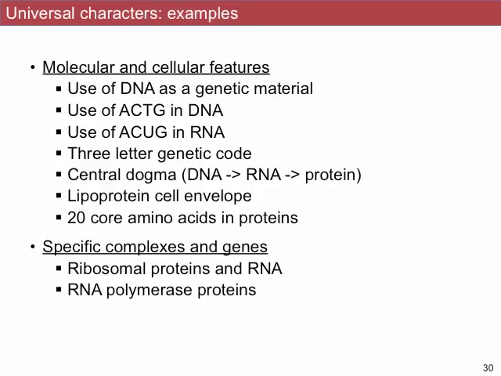If we compare molecular and cellular features like this, as well as specific cellular complexes and genes, we find a large number of what could be called universal characters, like the use of DNA as a genetic material, the use of A, C, T, and G bases in DNA, and A, U, C, G bases in RNA, the 3-letter code, as I mentioned, the central dogma, as I mentioned, the fact that all cells are surrounded by a lipoprotein cell envelope, that all cells utilize 20 core amino acids in their proteins, and even if you look in more detail, the actual structures of some of these cellular complexes, like the machine that carries out translation, are basically identical, universal and identical between taxa.